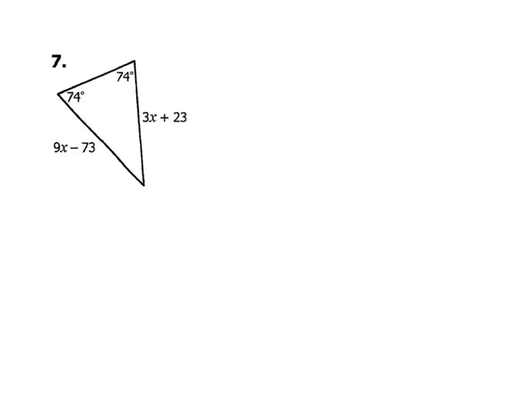All right, then number 7. We know that the base angles are the same because they're both 74 degrees, so by the converse of the isosceles triangle theorem, we can say that the legs are congruent. So in order to solve for x, set the legs equal to each other. So 9x minus 73 equals 3x plus 23.